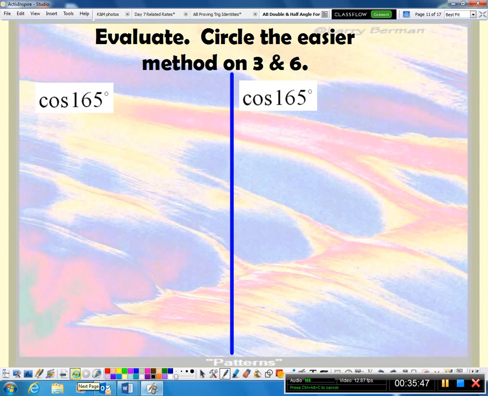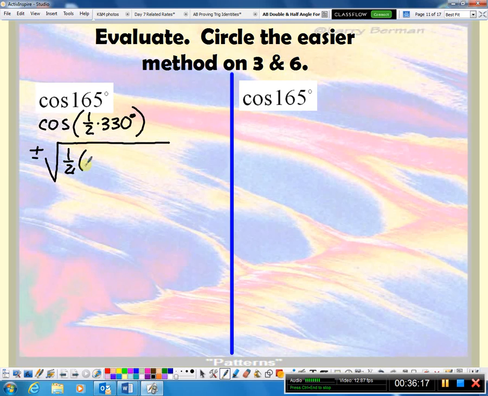Now, you're not seeing double. I really do have the same problem twice. Let's think about our options. Well, we're on double angle and half angle day. So I might say, what is 165 actually half of? Well, 165 times 2 is 330 degrees. So I could do plus or minus, and I know I've got to choose the sign, the square root of 1/2 of 1 plus cosine theta, which would be cosine 330. And I could proceed from there.